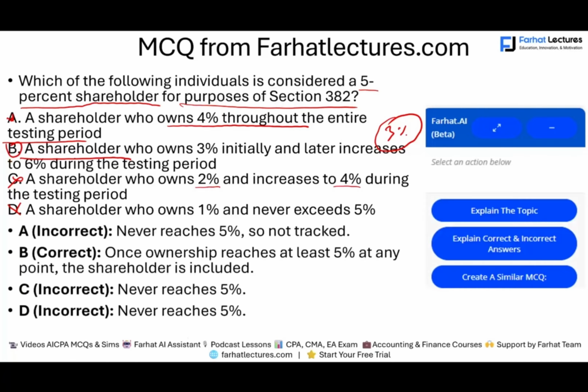Now, what can you do if you're using Farhat Lectures? You can ask the AI, Farhat AI, to explain the topic. So what's a 5% shareholder? Expand on the correct and incorrect answer and create a similar MCQ to help you test your knowledge.